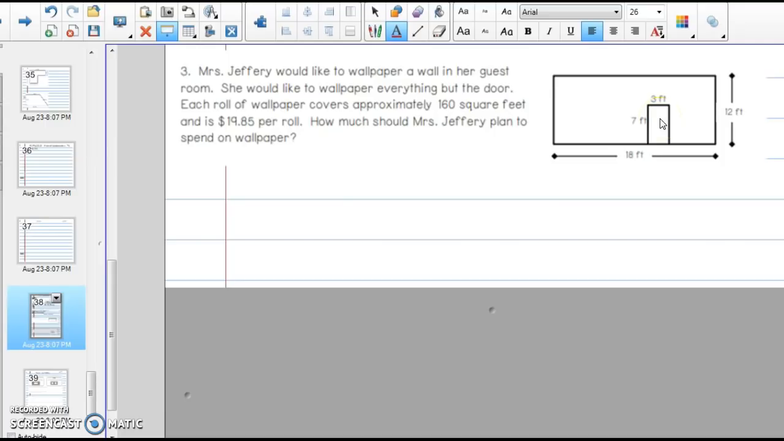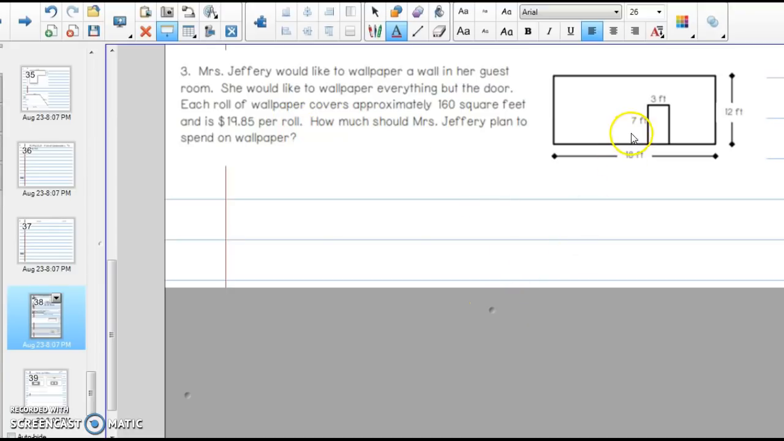When she goes to buy the wallpaper, it's going to cost $19.85 for every roll, and 1 roll will cover 160 square feet. So what we're going to determine is how many rolls of wallpaper she is going to buy, and then how much money it will cost her to buy.